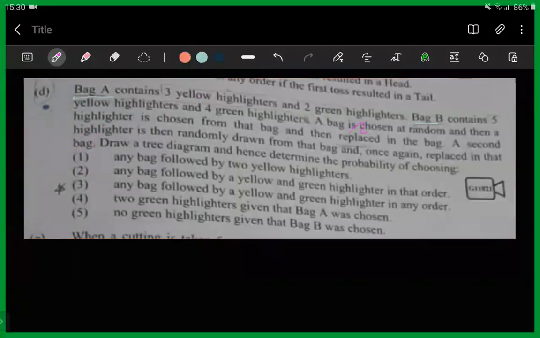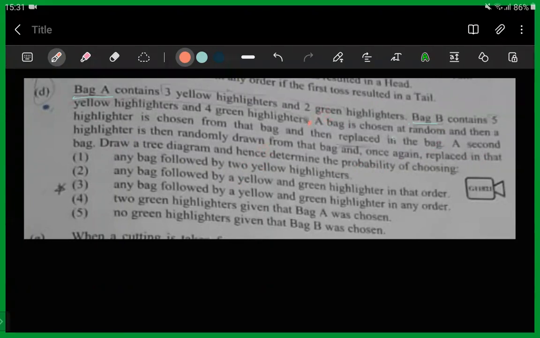Then it says a bag is chosen at random and then a highlighter is chosen from the bag. So they choose a bag first and then they choose a highlighter, and then it is replaced in the bag. A second highlighter is then randomly drawn from the bag and once again replaced in the bag. Draw a tree diagram and hence determine the probability of choosing these options.